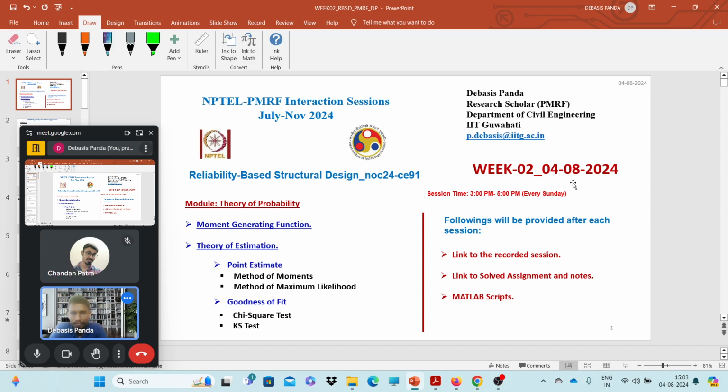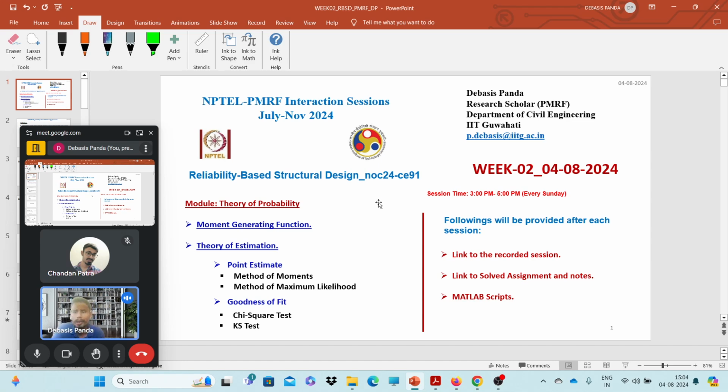For July-November 2024, I have been allotted to the course Reliability-Based Structural Design as a PMRF TA. This course is instructed by Professor Arunasis Chakraborty, IIT Guwahati.